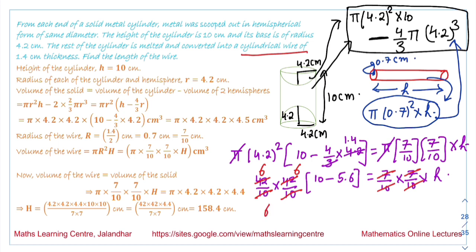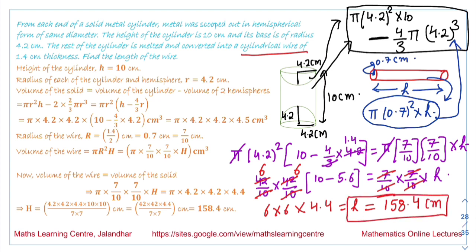It is 6 into 6 into 4.4, that is equal to h. And this value comes out to be 158.4 centimeters, and this is the required length of this wire. This is the required length of this wire, that is equal to 158.4 centimeters.